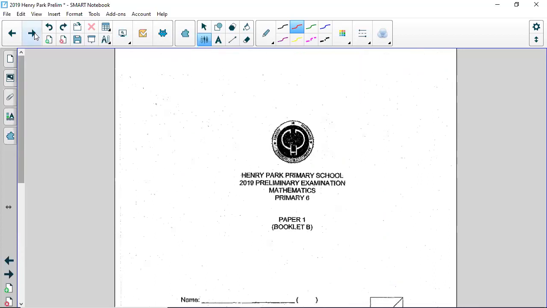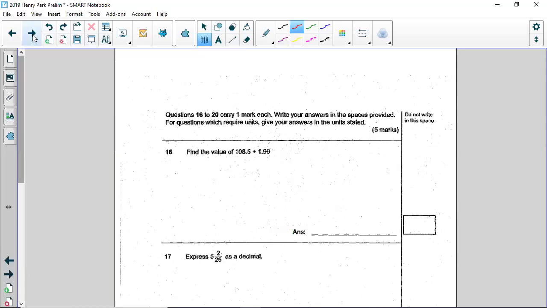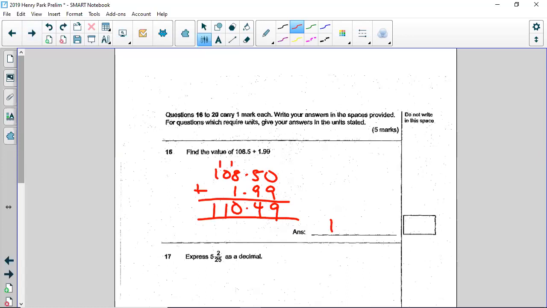Question number 16, the easy ones. You have 108.5 plus 1.99. This one, don't make mistakes because it's a giveaway. So put the 0 in the blank space. 0 plus 9 is 9. 5 plus 9 is 14. Carry 1, bring the decimal point down. 1 plus 8 plus 1 is 10, carry 1, and you get 110.49. Got it?